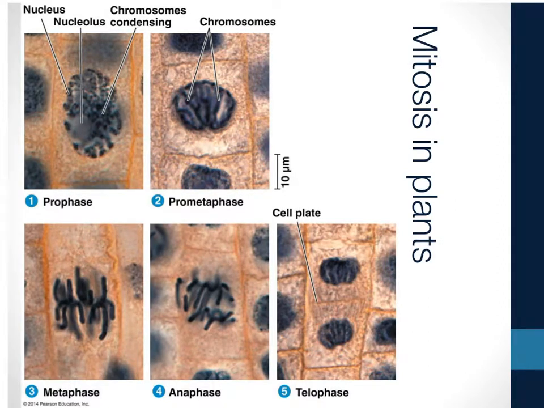Hello everybody. So in this video we're going to start by talking about how mitosis is different in plant and animal cells. Then we're going to talk about how the cell cycle is regulated, and finally we're going to end with a brief discussion of cancer.